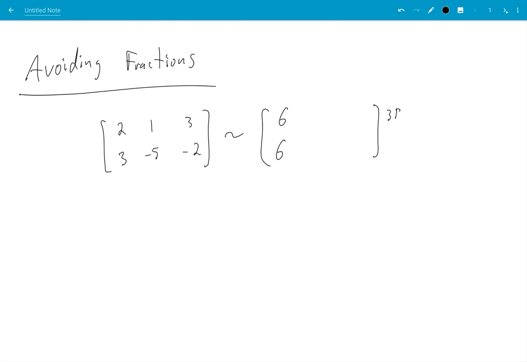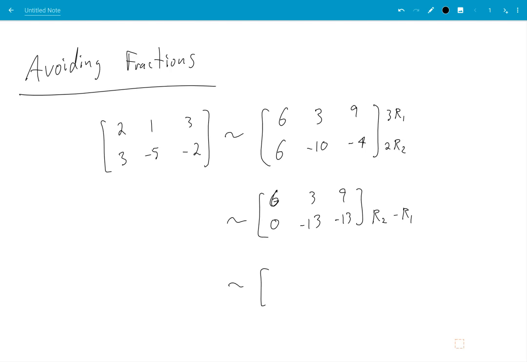So I did 3 times row 1 and 2 times row 2. 3, 9, minus 10, minus 4. And then you can do row 2 minus row 1. 6, 3, 9, 0, minus 13, minus 13. Okay. And in this case, you're lucky, you get something that's not too bad.